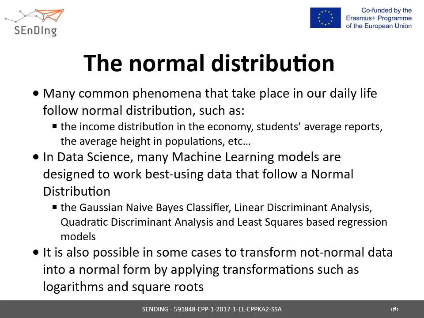In data science, many machine learning models are designed to work best using data that follow a normal distribution, such as the Gaussian naive Bayes classifier, linear discriminant analysis, quadratic discriminant analysis, and least squares-based regression models. Additionally, it is also possible in some cases to transform non-normal data into a normal form by applying transformations such as logarithms and square roots.